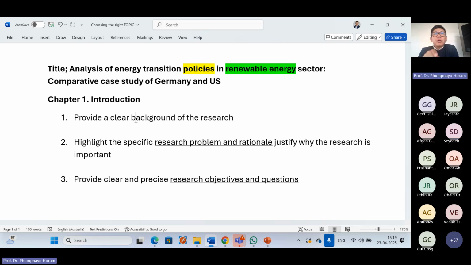Good. So what will be the background story for your research background? How would you explain the topic, research background, in one sentence?